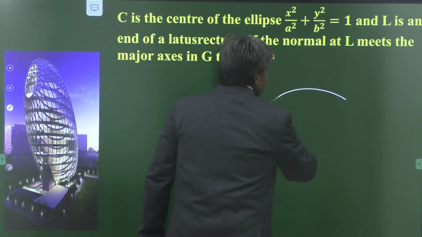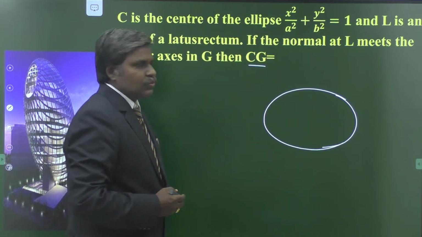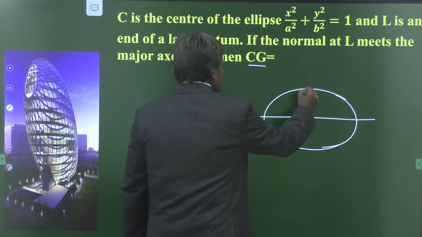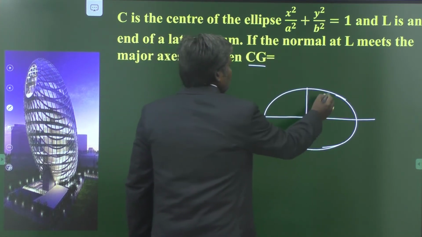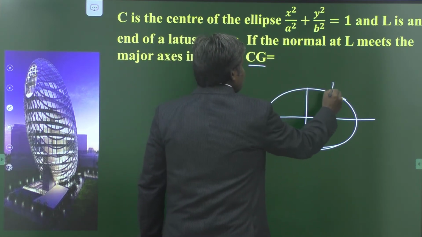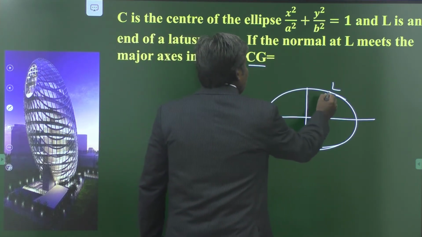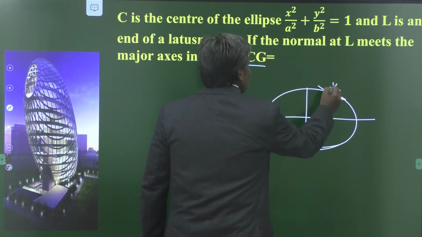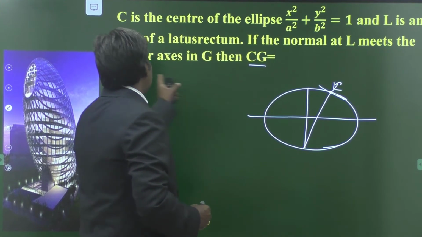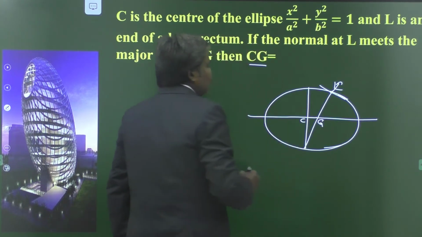This is the ellipse x square by a square plus y square by b square equals 1, say. This is the major axis. This is your minor axis. This is any point on the ellipse, say L, an end of the latus rectum. If you draw the normal at this point, it meets the major axis at G. Then we have to find out the distance from C to G.